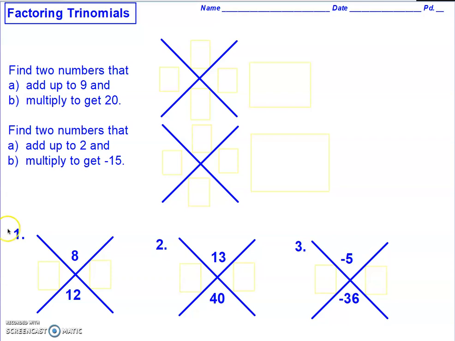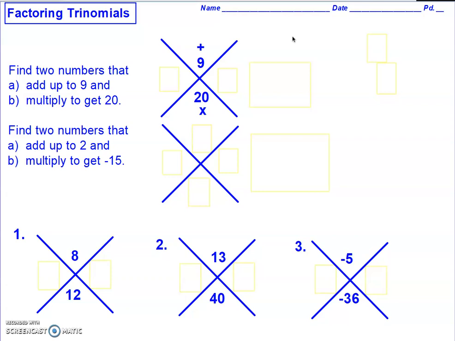We're going to draw an X like this, and then we're going to fill in the numbers. So I call this the X method. So we draw the X, and then we take the first number, 9, and we put that at the top with a plus. We want two numbers that add up to 9. Then we put the other number at the bottom, 20, with a multiplication sign because we want to multiply two numbers to get 20. So now we've got to think of two numbers that meet those requirements.